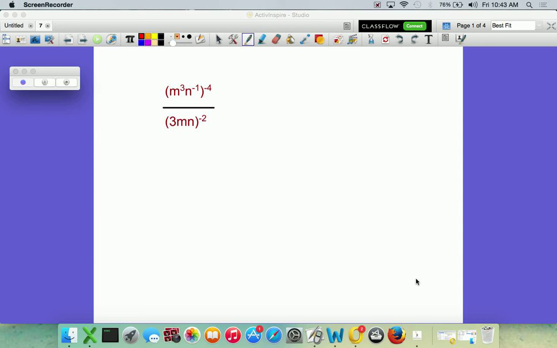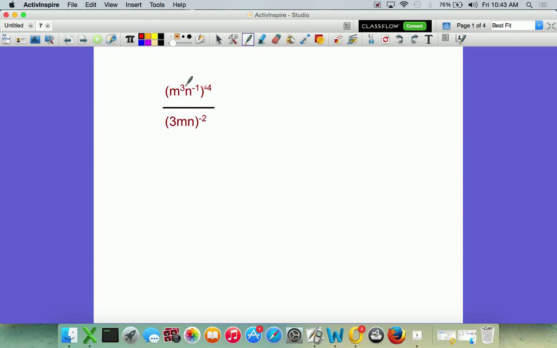One way that you could do this is get rid of those parentheses. Run this -4 through our problem. Remember, that means multiplying your exponents. So we would end up with that on the top. And then on the bottom we have all three of these terms raised to the -2 power. So we've got 3 to the -2, m to the -2, n to the -2.